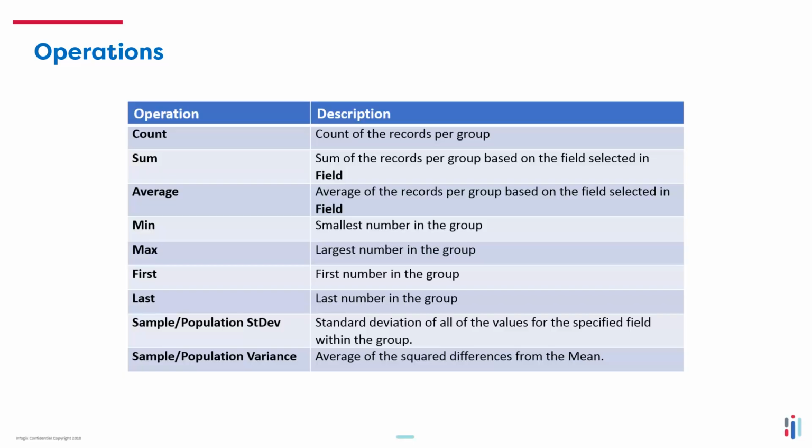The operations available are Count, which outputs a count of the records per group, Sum, which outputs the sum of the records per group based on a user-specified field, Average, which outputs an average of the records per group based on a user-specified field, Min or Max, which outputs the smallest or largest number in the group, First or Last, which outputs the first or last record in the group, Sample or Population Standard Deviation, which outputs a standard deviation of all of the values for the specified field within the group, and Sample or Population Variance, which outputs an average of the square differences from the mean.